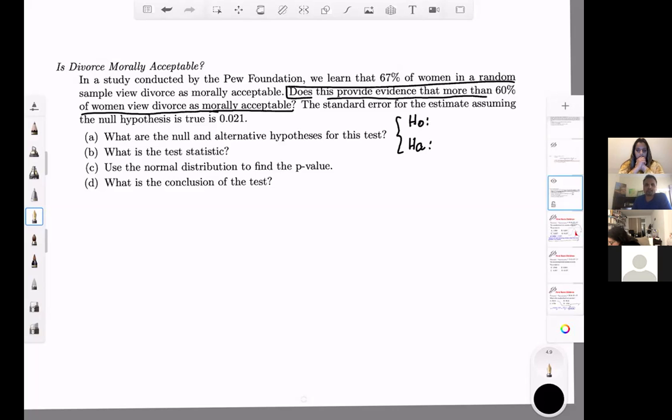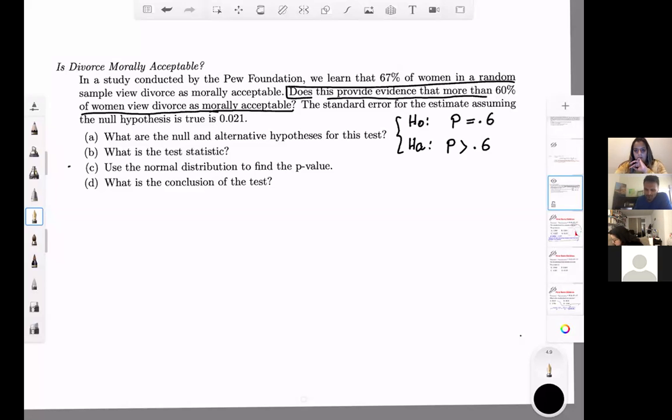What is HA, the alternative? That's going to be more than 0.6. Right. What is the null hypothesis? P is equal to 0.6. Excellent. What is the test statistic?